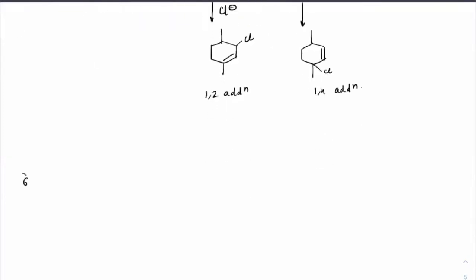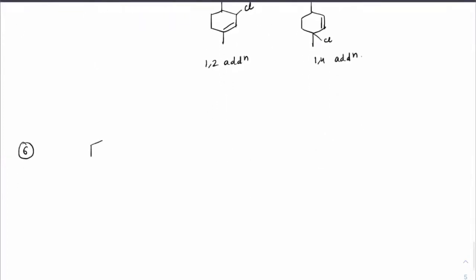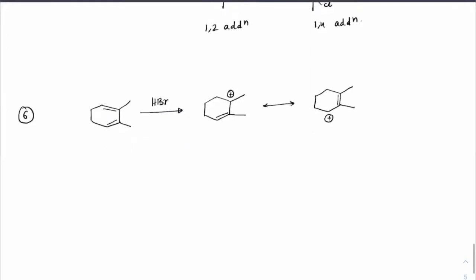Another case. Double bond, methyl, methyl. If it is this way, HBr. First, carbocation will definitely form at the more stable position. This is the more stable position. Double bond is here. After H plus addition, this is what you will get. And that is a 3 degree allyl position. So if it comes to this side, it will be 2 degree allyl.